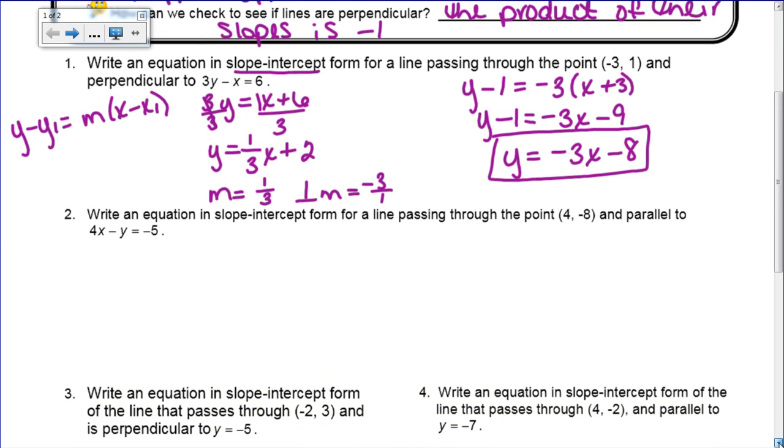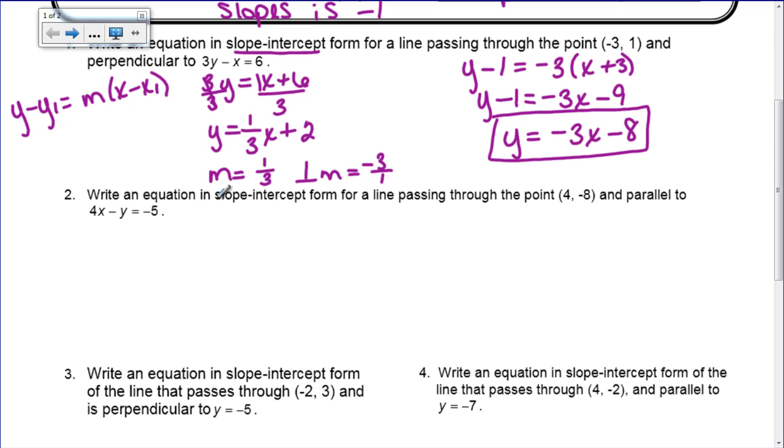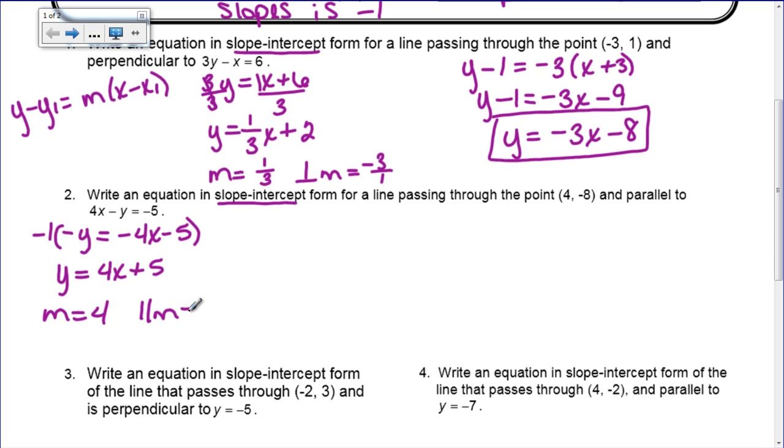So let's look at number 2. Number 2 is similar. It says write an equation again in slope-intercept form for a line that passes through this point and is parallel to this line. So now I need them to have the same slope because they're parallel, but first I got to know what the slope is, so I've got to solve for y. So I'm going to subtract 4x on both sides, so I end up with -y equals -4x minus 5. And I can't have a -y, so I'm going to multiply this whole thing by -1, which gives me y equals 4x plus 5. So my slope for this is 4, which means my parallel slope is also 4.